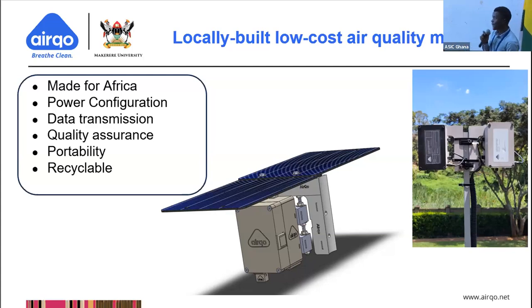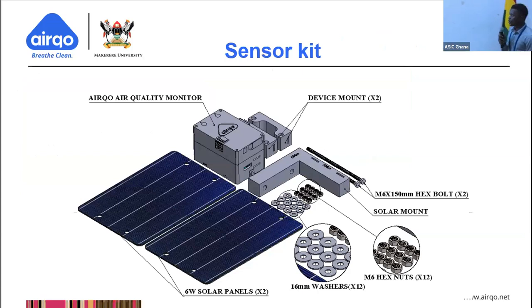Next slide, please. So this is our sensor kit, which is easily installable. It comes with 2 solar panels in case of lack of electricity access. And it has mounts, which makes it capable to be installed on flat and rounded surfaces. Next slide, please.